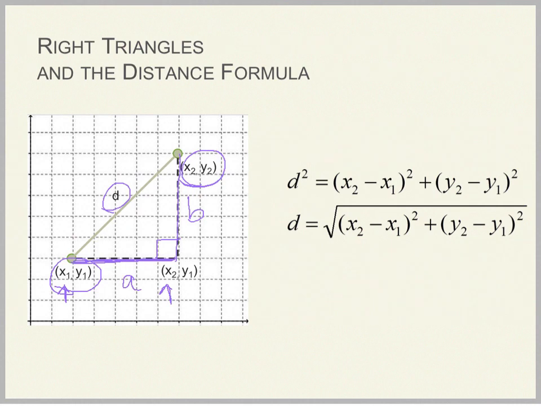Then, considering this in Pythagorean's theorem as a squared, you can see we have x2 minus x1 quantity squared. Likewise, the height of this triangle would be considered y2 minus y1. Or our b squared side is y2 minus y1 squared. All of this would equal our distance squared. So by taking the square root of that entire thing, we now have our distance formula.